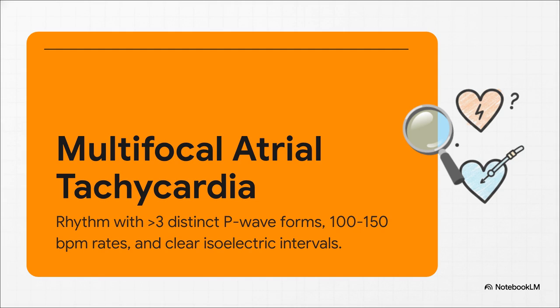The big thing to remember here is the rule of threes. To accurately diagnose MAT on an ECG, you absolutely must identify at least 3 distinctly shaped P waves. These represent multiple, irritated ectopic spots scattered all over the atrial tissue, just taking turns firing off signals. The rate usually sits between 100 to 150 beats per minute. And crucially, this is key, unlike AFib, you will see clear, flat isoelectric lines right between these chaotic P waves.